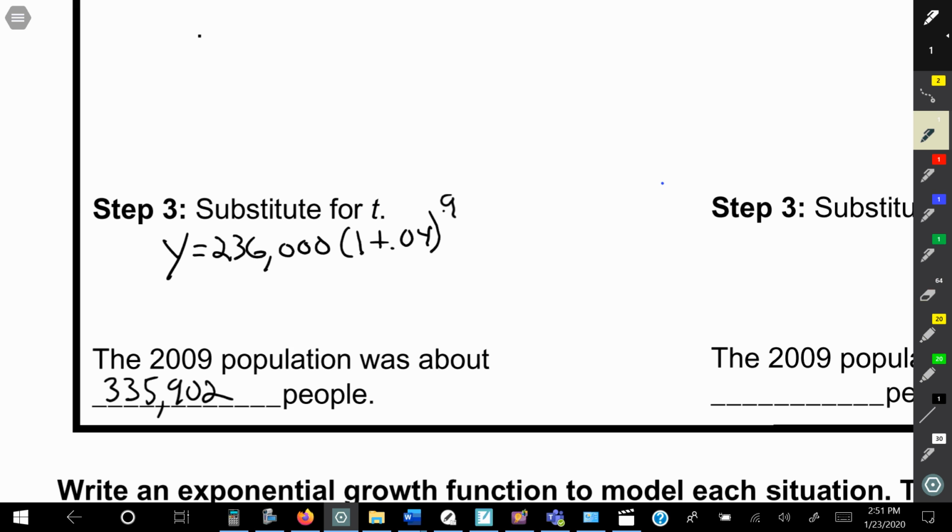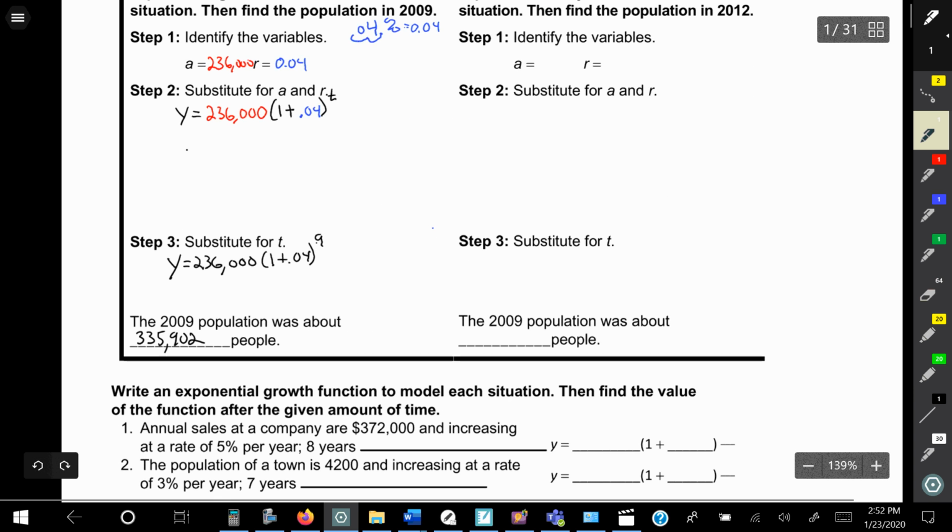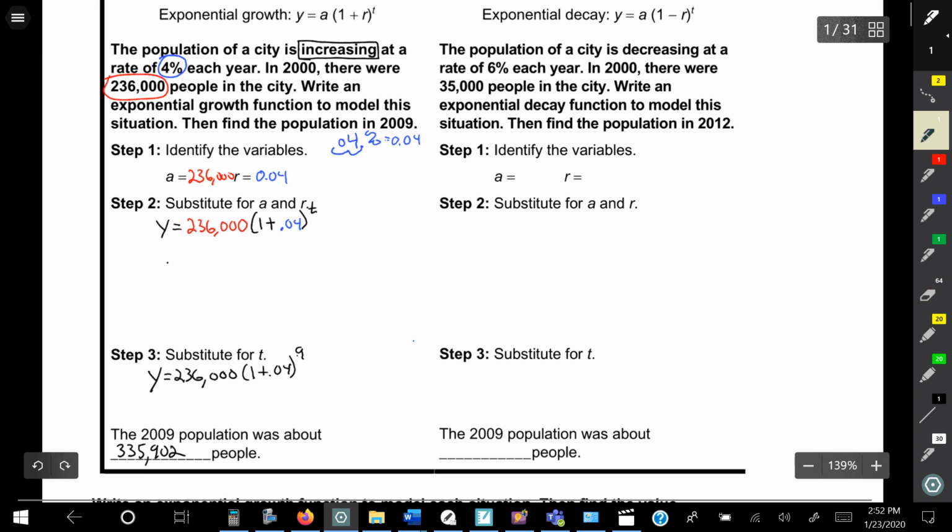All right, let's take a look at another example. Now we're going to do exponential decay. So with exponential decay, the formula is exactly the same, except instead of plus, we're going to have a minus here. So we're going to keep the same steps. We're going to find the original amount and the rate. And you also want to make sure you determine whether it's increasing or decreasing.